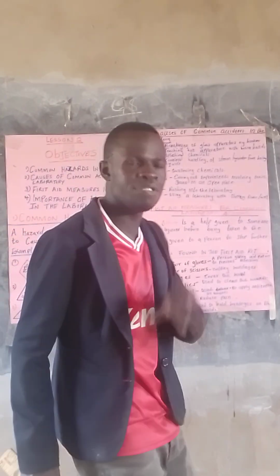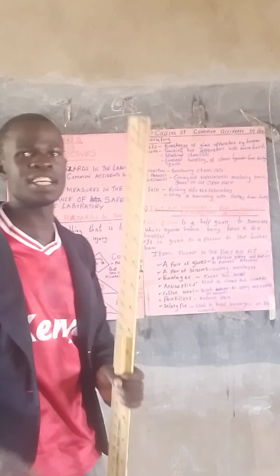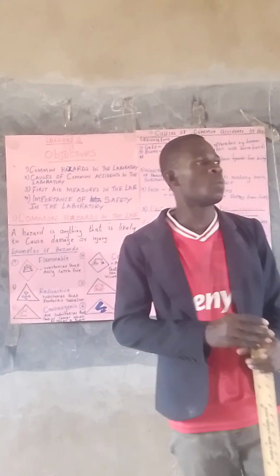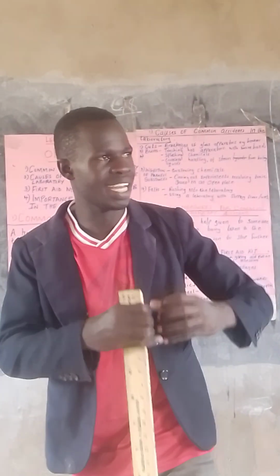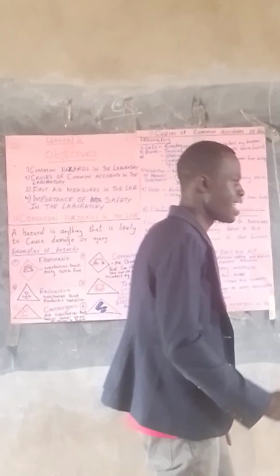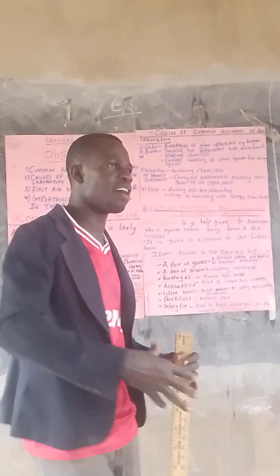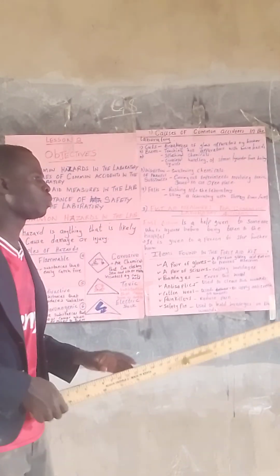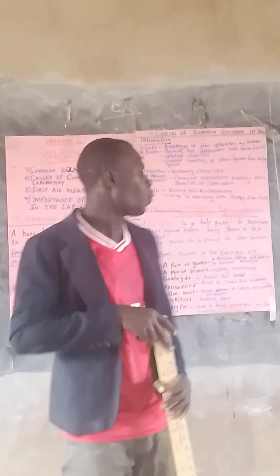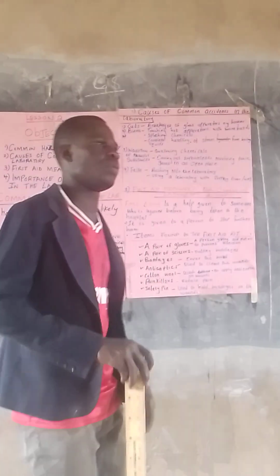So, importance of safety in the laboratory. Number 1, to avoid accidents. Number 2 is to prevent losses, whereby we will prevent the breakages of apparatus which are expensive, like beakers, volumetric flasks, conical flasks, pipette, burette, and others. These apparatus are very expensive, and therefore, to prevent those damages, we follow all rules and regulations required.